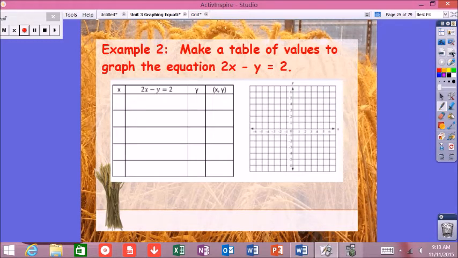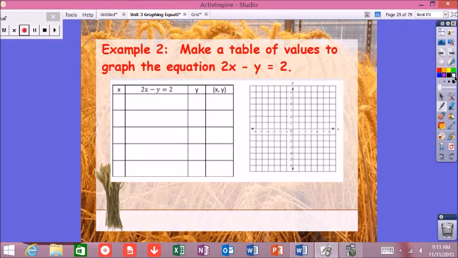Our next equation would be a little more difficult because this equation says 2x minus y equals 2, and it is not y equals. What equation form is this? It's in standard form, ax plus by equals c. So you have a choice. You can plug in your input values and solve every time for y, or at the very beginning, you could take this equation and solve it for y. You have a choice. What would you like to do, class?